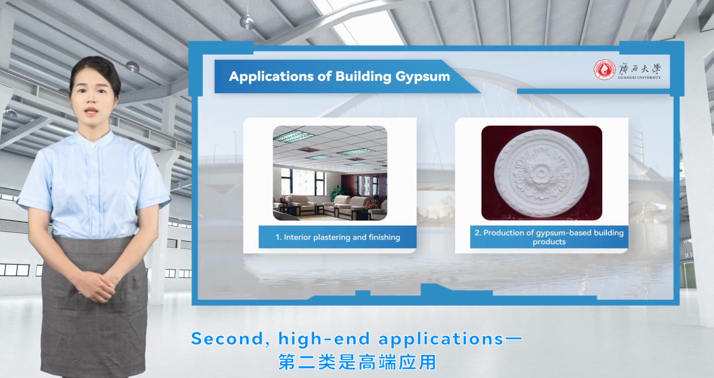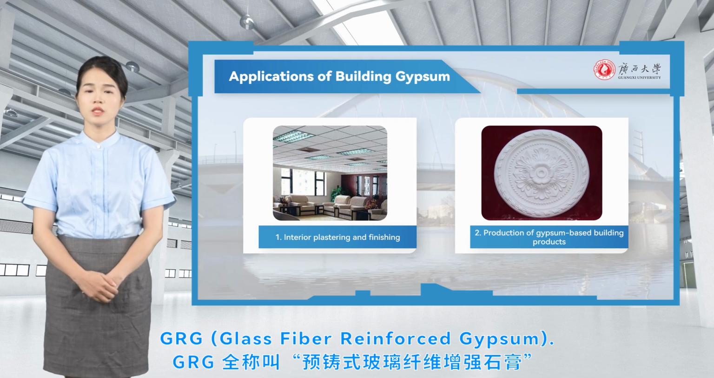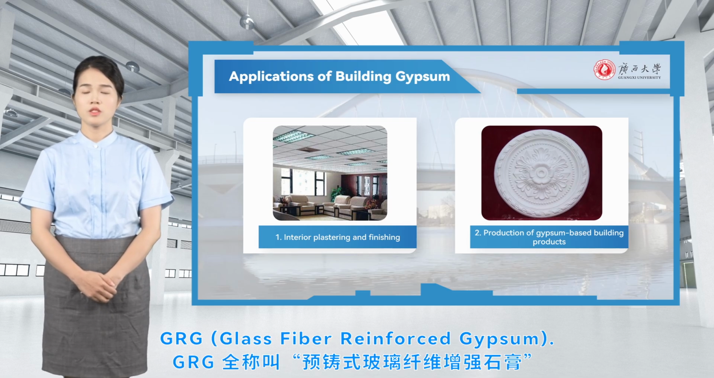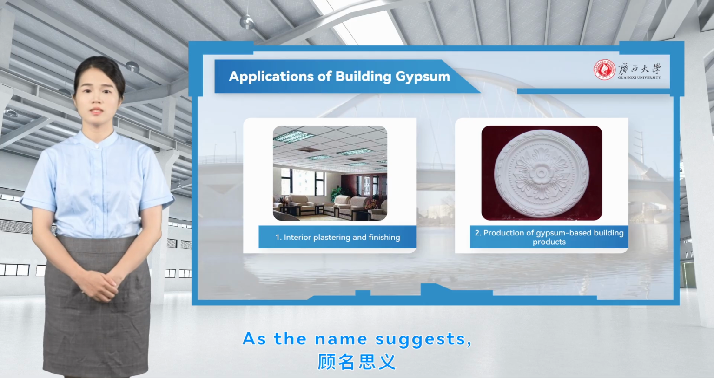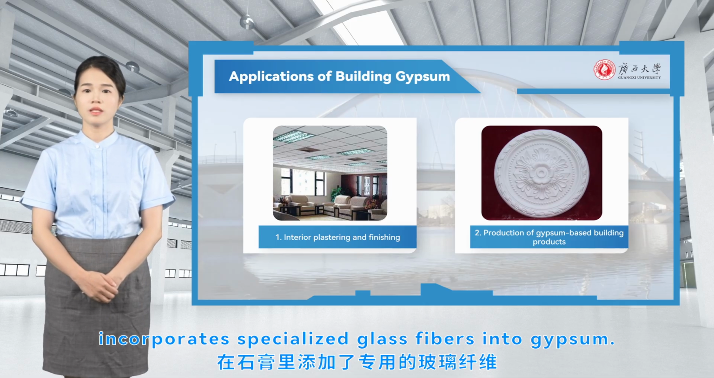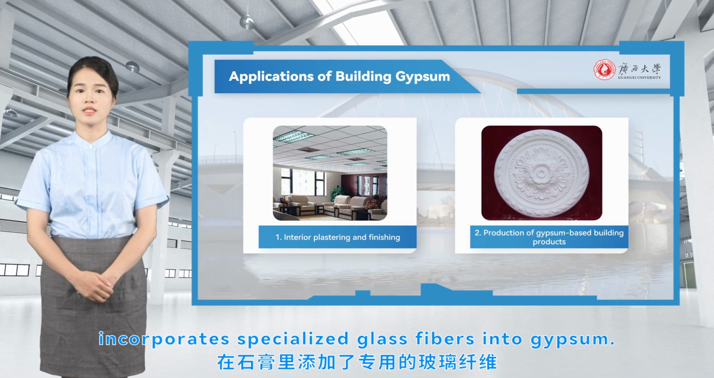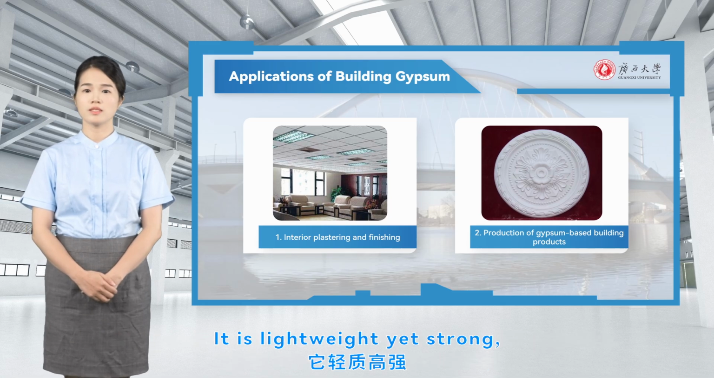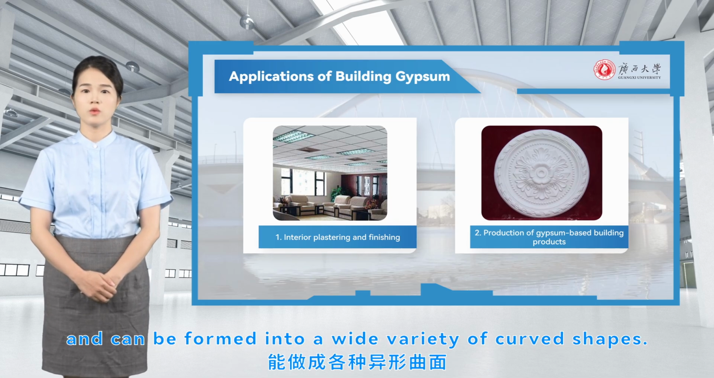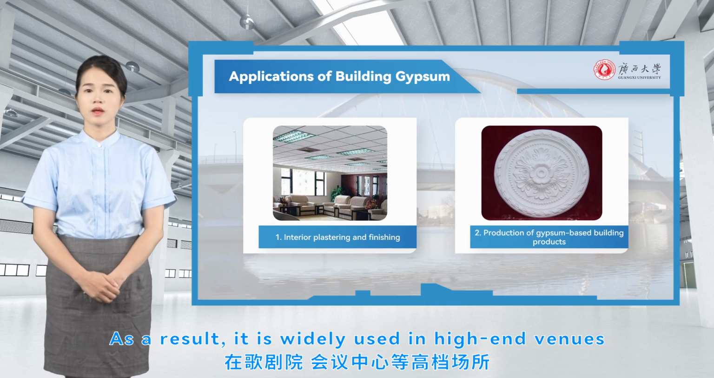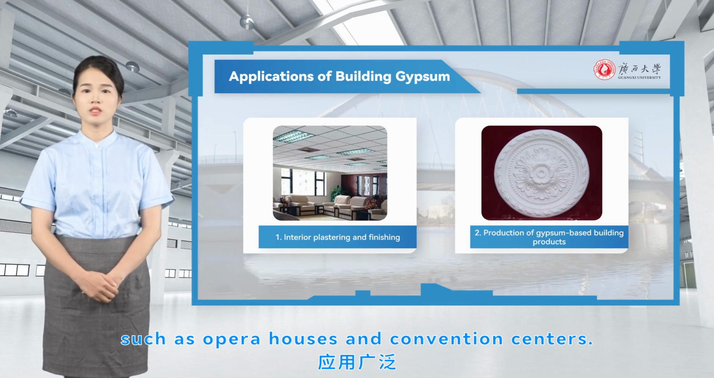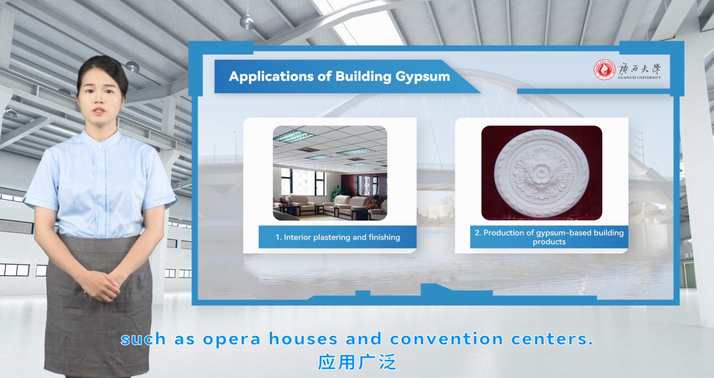Second, high-end applications. GRG, glass fiber reinforced gypsum. As the name suggests, this material incorporates specialized glass fibers into gypsum. It is lightweight yet strong and can be formed into a wide variety of curved shapes. As a result, it is widely used in high-end venues such as opera houses and convention centers.